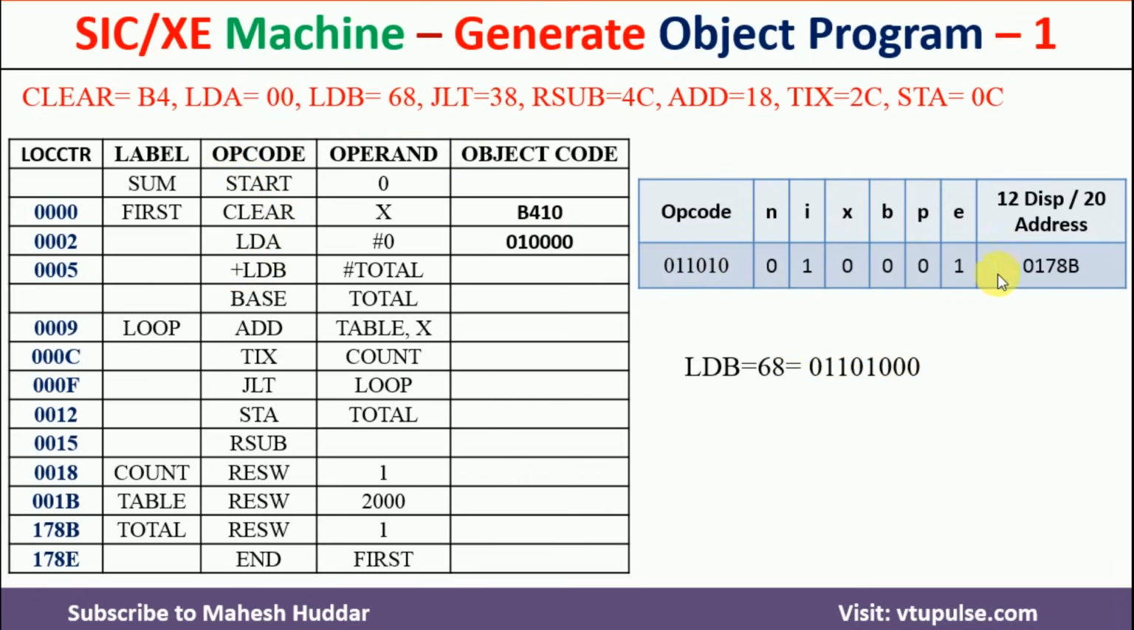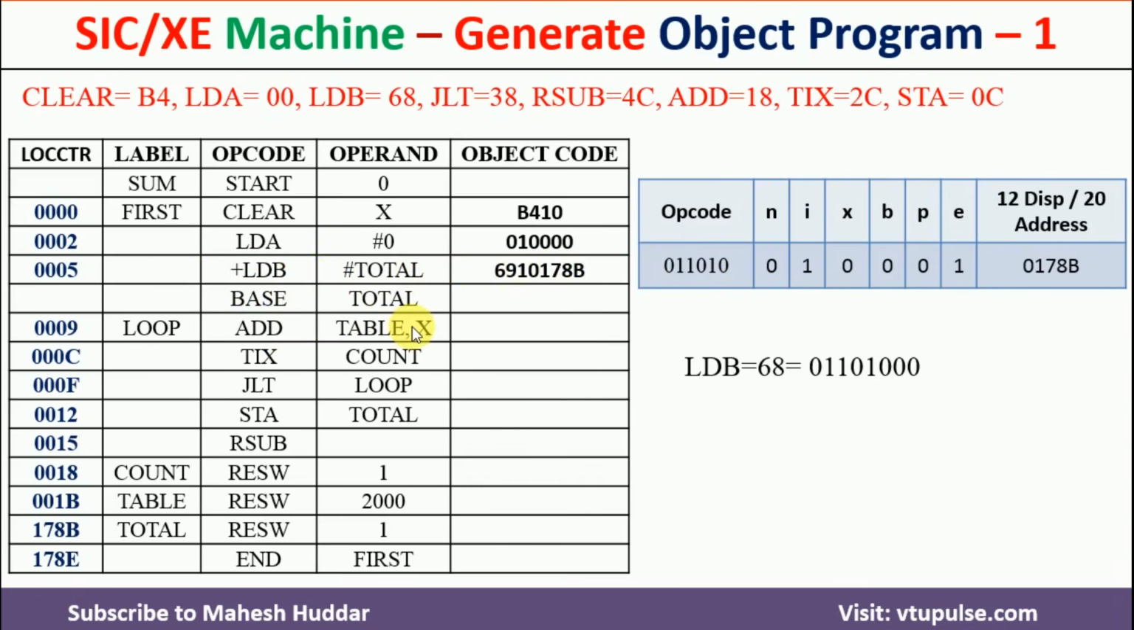Now we will convert the entire thing into hexadecimal code. The first 4 bits are 0110, that is 6. Next is 1001, that is 9, 0001, that is 1, and the remaining is 0178B, so it is 6910178B. That is the object code for this instruction. For BASE, we don't have any object code.